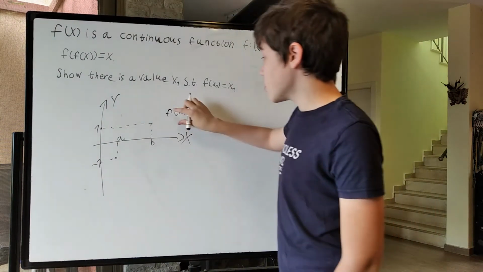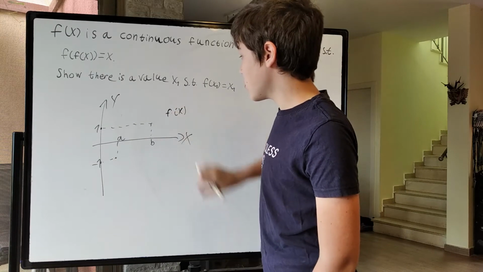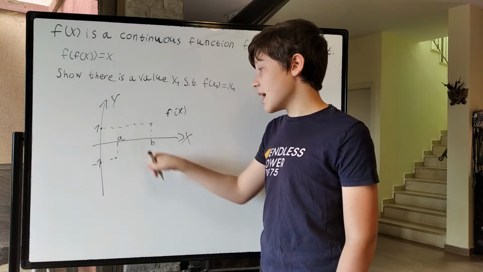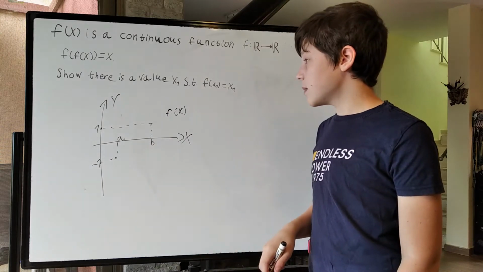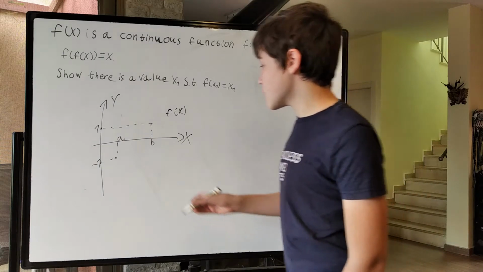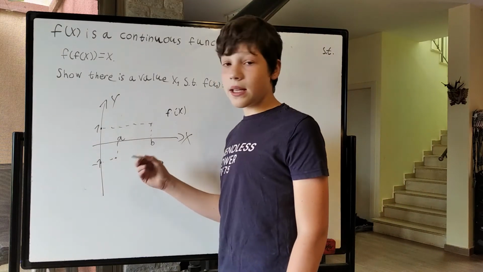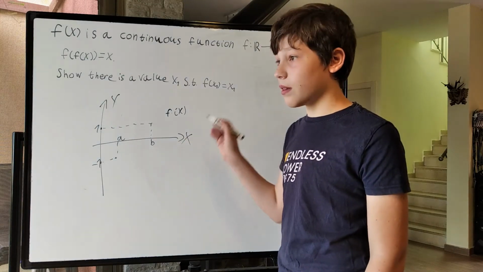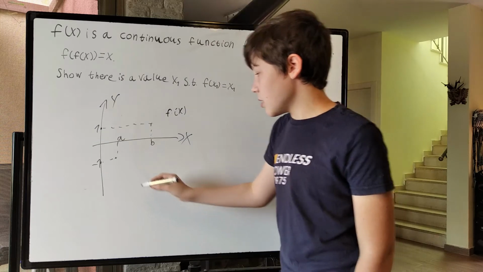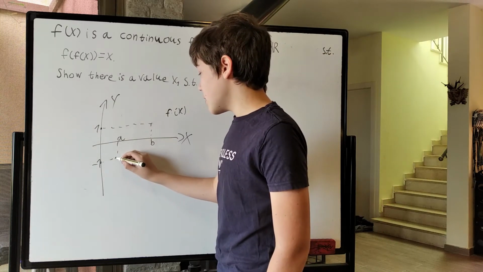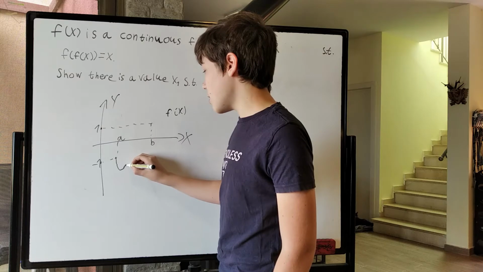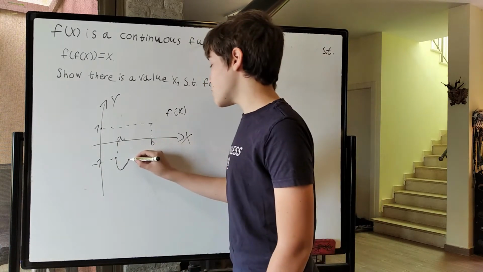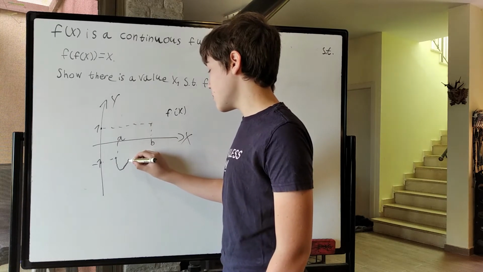We want to show that this function, the graph of this function, hits the x-axis. So, let's start drawing it. Because it's continuous, we are able to draw it without leaving the pen. There are no jumps. So, let's start drawing. Let's get down. But because b is on the function, it will eventually have to go up and meet it.